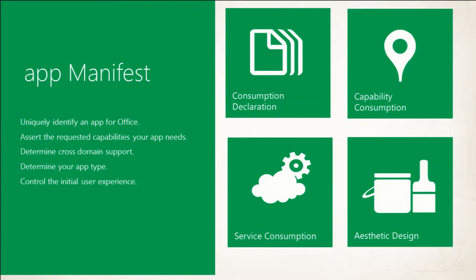Third piece is the aesthetic design. This is the hardest part for me. Hopefully you guys don't struggle with this. But the aesthetic design becomes an important piece because you need to be able to do 2 key things to have your app get discovered.